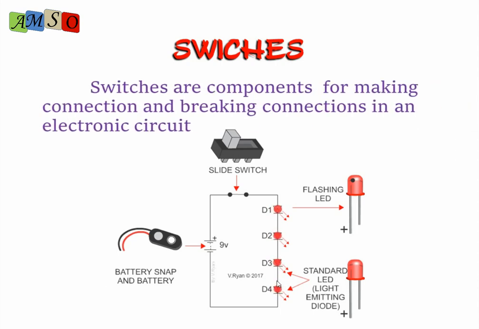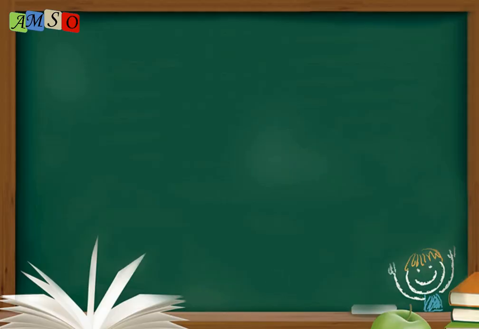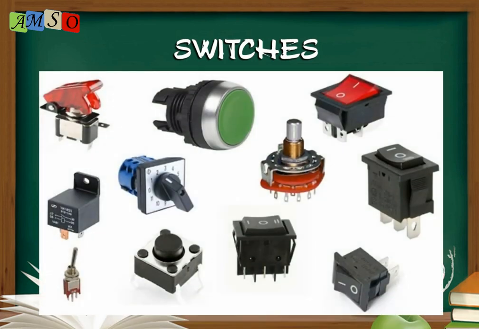A switch or switches are components for making or breaking a connection in our electronic or electric circuit. So they are components that are used to make connections, or we can use them to turn off the connection in our electronic or electric circuit. So we have different types of switches. Here are different types of switches. We have the one we can just pull and push. We have the one we can press, that is the push button. We have the one we can turn around, we can rotate. They are all types of switches.